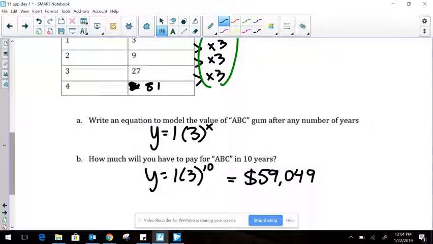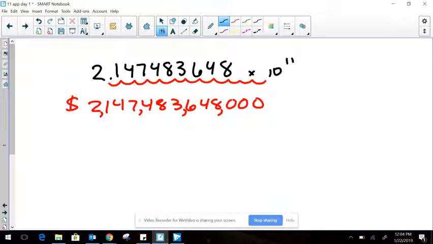Okay, so that's it for today. Make sure if you see anything on your calculator that looks like this, that's scientific notation. That means it's times 10 to the 11th power. I have to move my decimal spot over 11 times. If there's no number there, I just add zeros in those places.